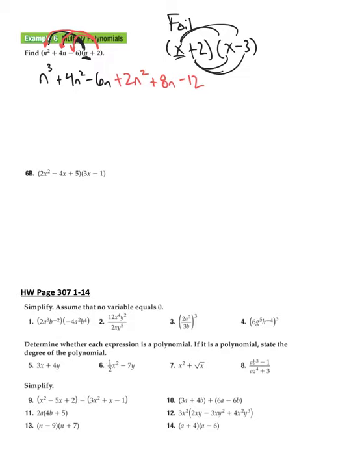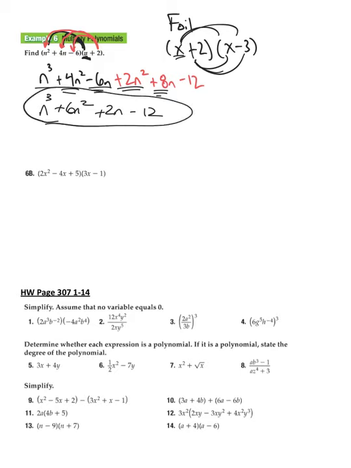Guys, from there, after you do the multiplication step, now you need to combine like terms. Simplify. So we got n cubed, no like terms there. 4n squared plus 2n squared is plus 6n squared, negative 6n plus 8n, so it'll be plus 2n, and then we get a minus 12. Okay. Very similar to foiling, guys. That's why I like to remind you of foiling before we do that.